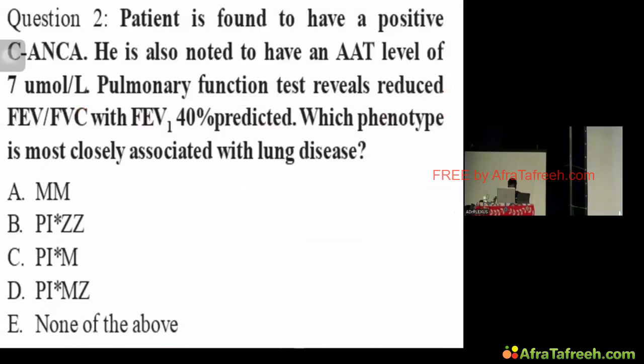The patient is found to have positive C-ANCA. He is also noted to have an alpha 1 antitrypsin level of 7 micromoles per liter. PFT reveals, which is the most commonly associated phenotype? It's going to be the PiZ phenotype.